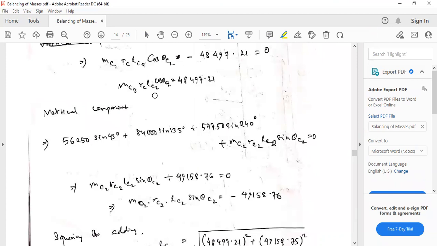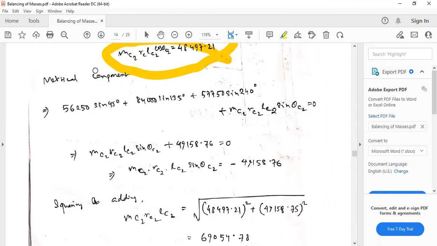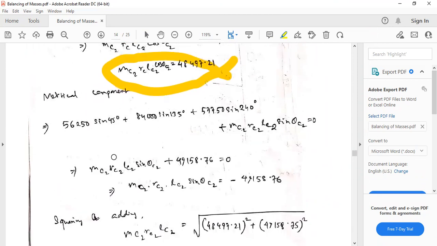So you can actually reduce this later, but let's first keep it as it is, so that we can combine them together in the horizontal components as a whole. So we can eliminate this angle first.